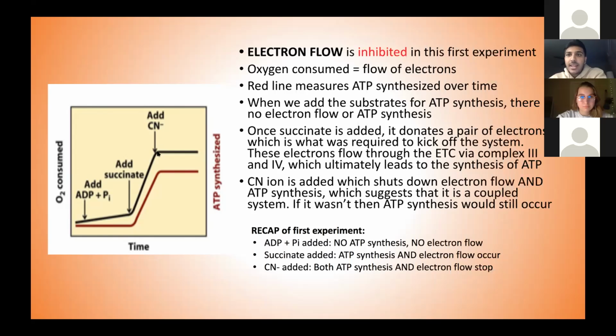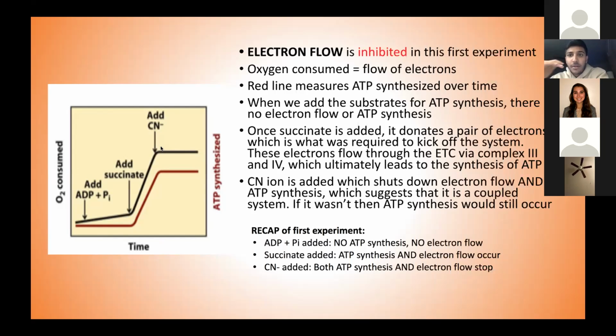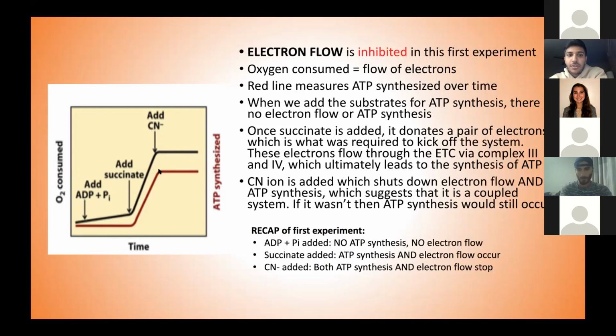This means that you're making ATP. However, when you add CN minus, your inhibitor for complex 4 of electron transport, this cyanide is literally going to stop the electron flow. This black line right here is your electron flow, and it literally just plateaus. As this plateaus, you also see as a result that ATP synthesis stops as well. So as your electron flow stops, your ATP synthesis also stops. That's why they go hand in hand.